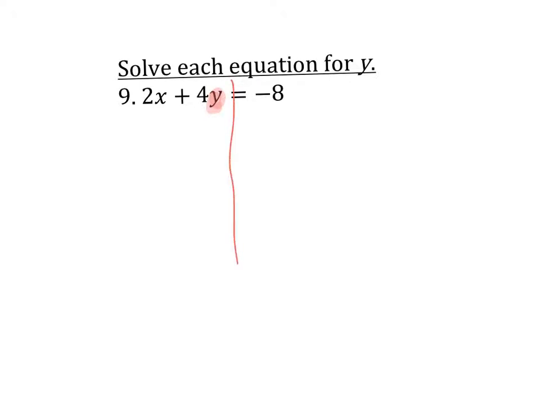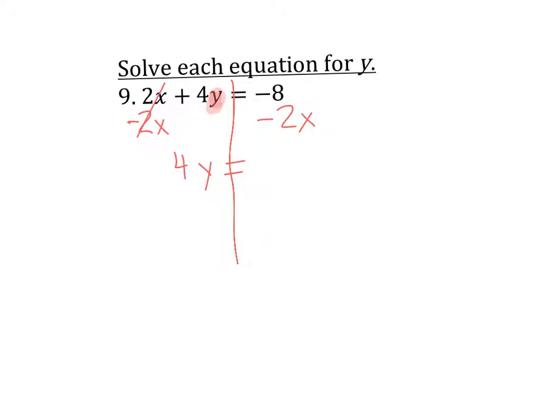Okay, so we start furthest away. So let's start with this 2x out here. So opposite operation of a positive 2x is subtract 2x, right? I want to take the whole term. I don't want to leave the x. I want to take the whole thing. So I subtract it off. I'm left with 4y over here. We'll deal with the 4 in a second.